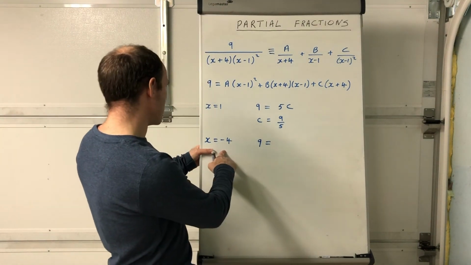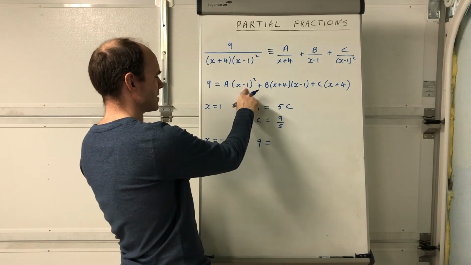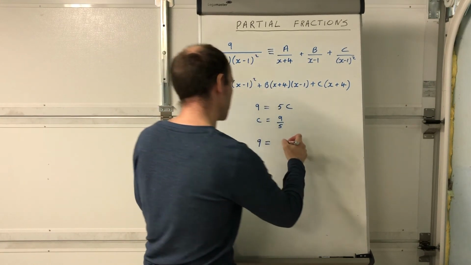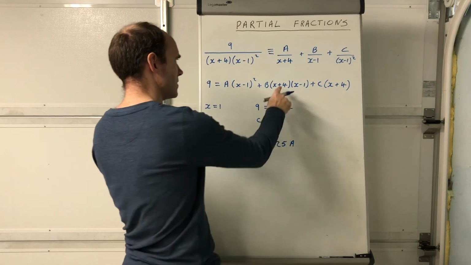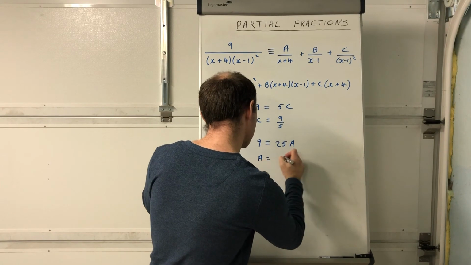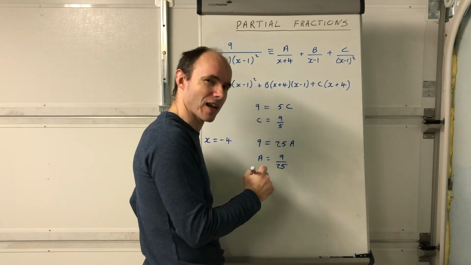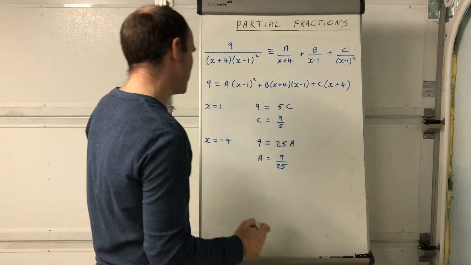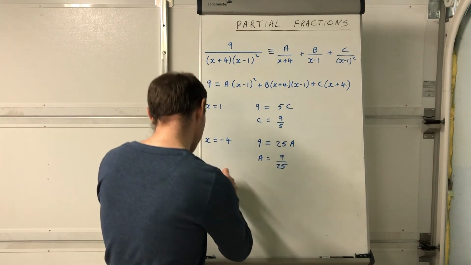Right, let's continue. So 9 on the left hand side. So -4 subtract 1, that's -5 squared is 25. So 25a, and then that'd be 0 and that'd be 0 as well. So you've got a is equal to 9 over 25. Another fraction. And then what I'm going to do is look at the coefficients of x squared again, like I did last time.